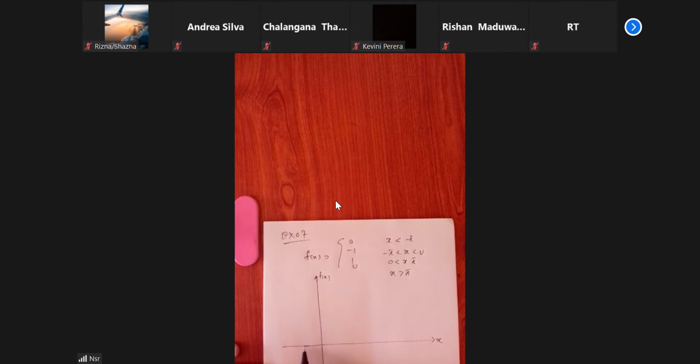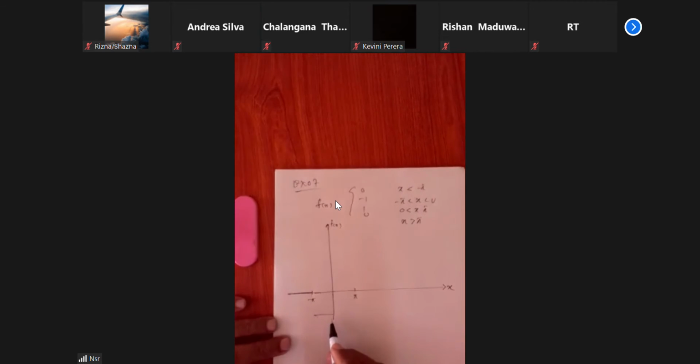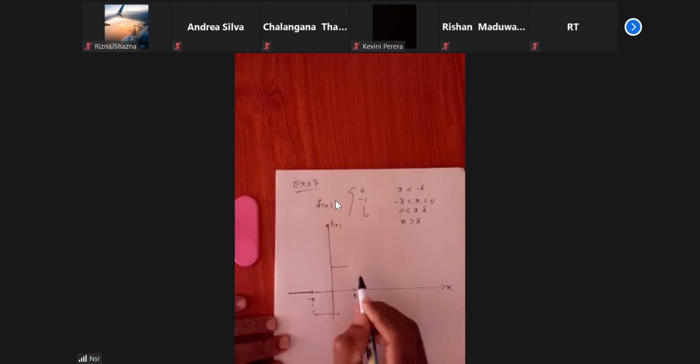The function, think about minus 5 to plus 5. For x less than minus 5 the value of the function is 0, that means here. From minus 5 to 0 the function value is minus 1, that means maybe here at minus 1. And again from 0 to 5 the function value is 1, that is like this. After that the function becomes 0. This is the behavior of the function we have.